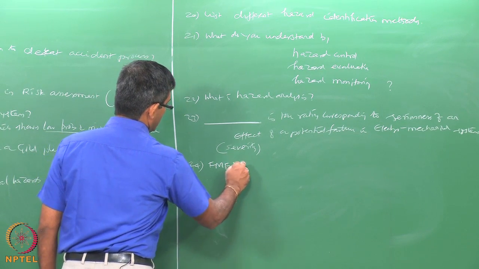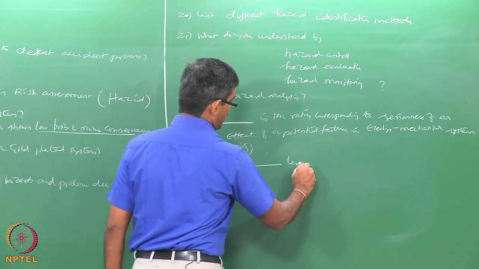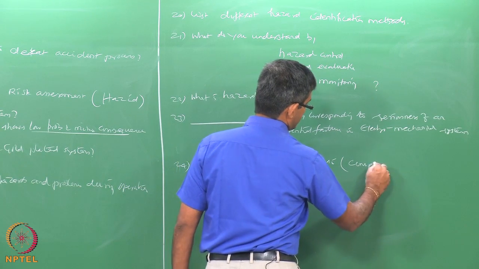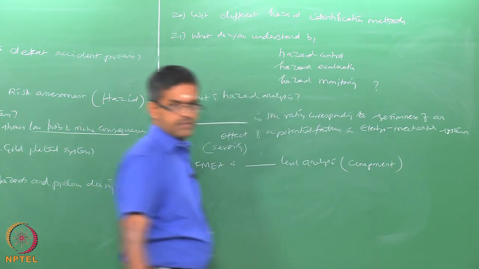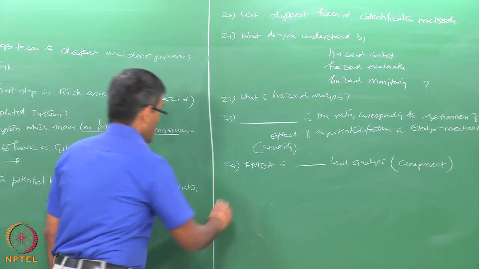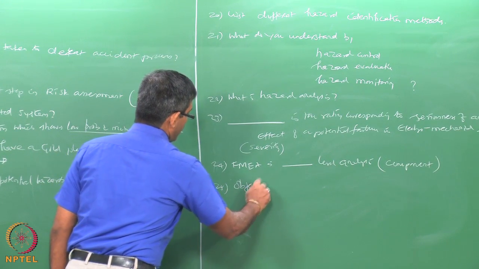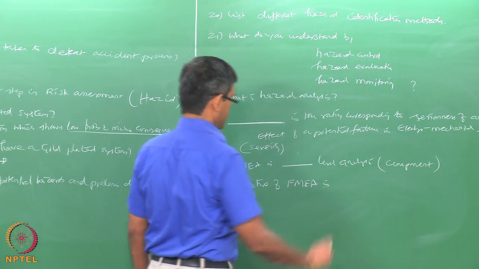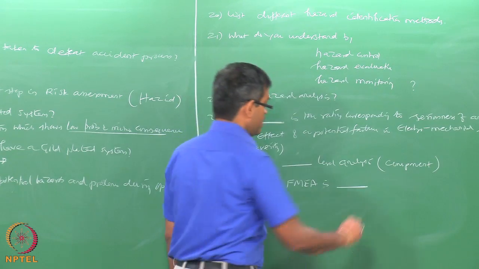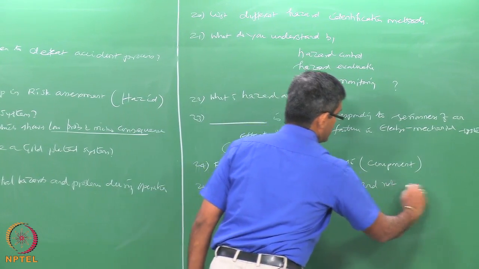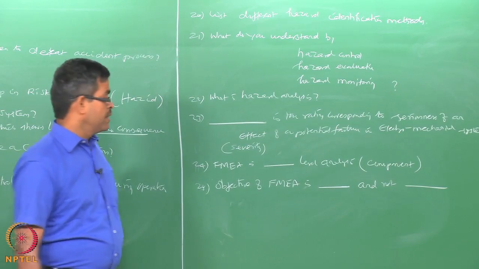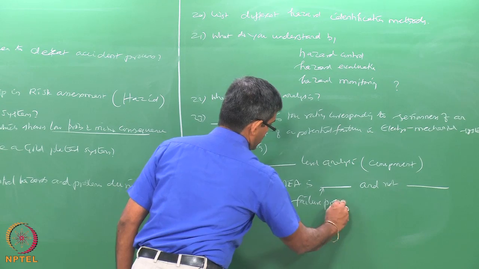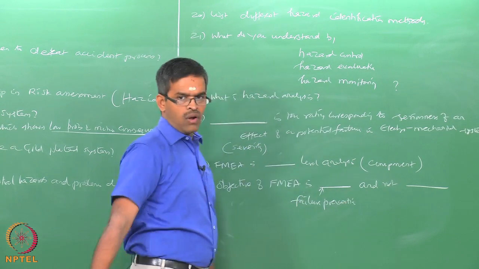FMEA is a dash level analysis. It is a component level analysis. The main objective of FMEA is dash and not dash. It is actually failure prevention and not failure detection.